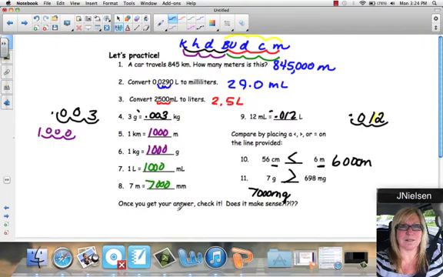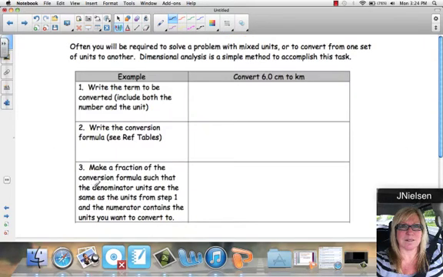Hopefully, once you checked your answers, they made sense. We're going to do one more thing today. I'm going to talk to you about dimensional analysis. Dimensional analysis is a big word for unit conversions, but I'm going to teach you a specific way to do this. Some of you are going to find this difficult in the beginning, but once you've done a couple of practice problems, it won't seem so bad.